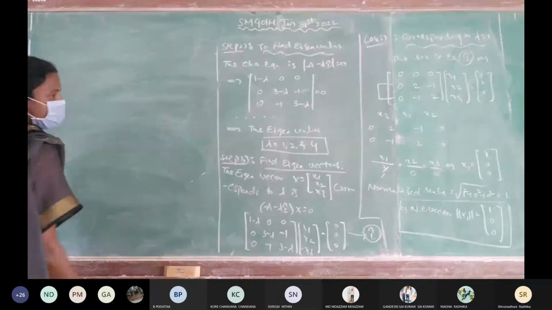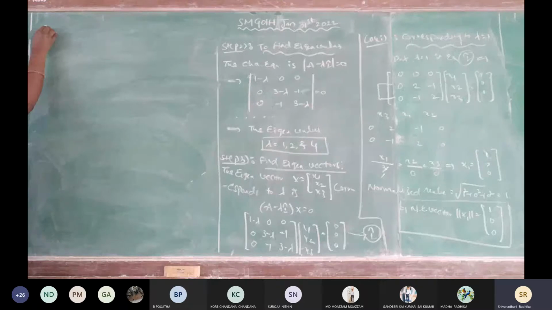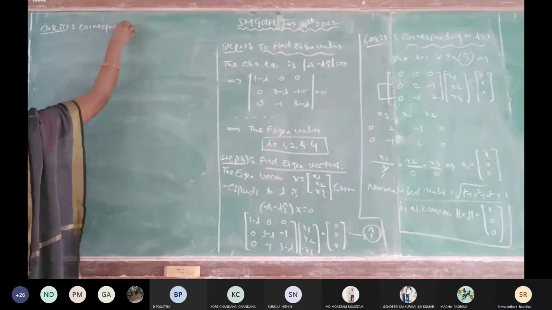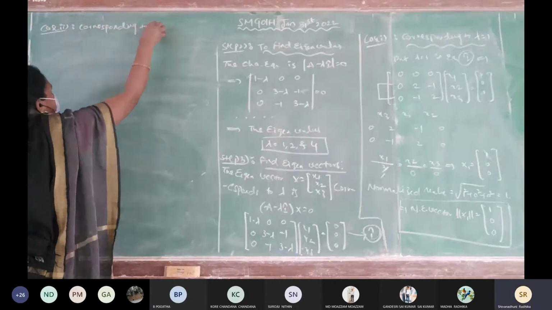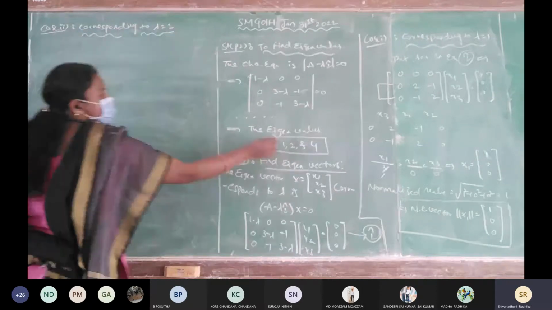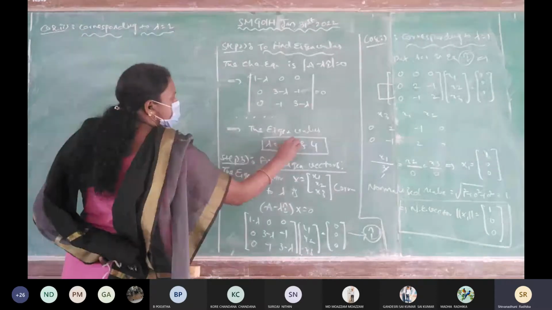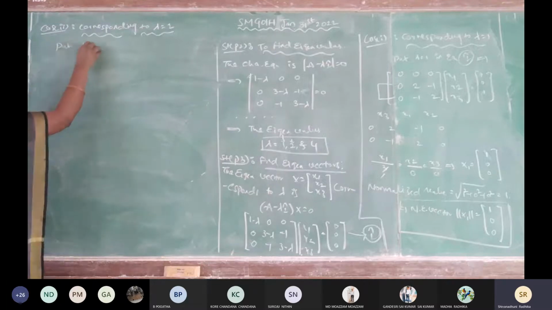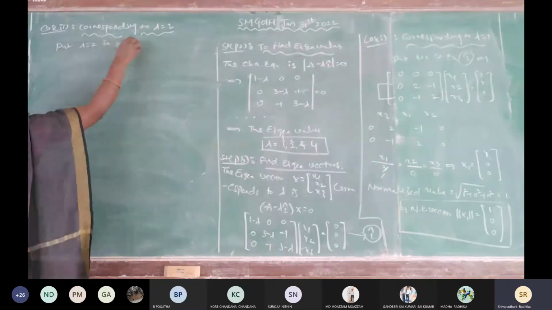Next, then go for case 2, which corresponds to lambda equals 2. Are you clear? The second eigenvalue is 2. The first one is completed. Then go for the second eigenvalue and put lambda equals 2 in equation number 1.